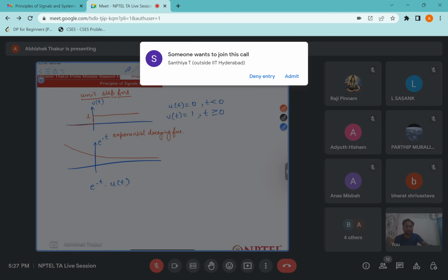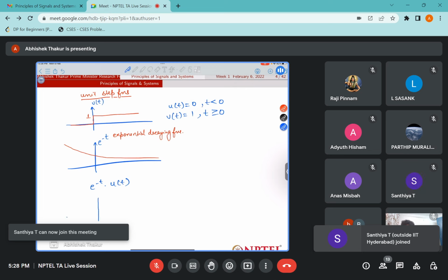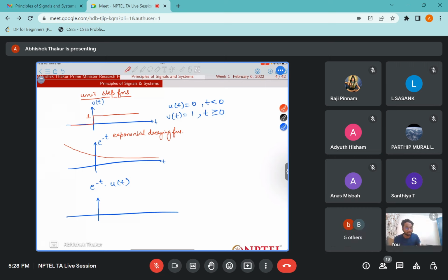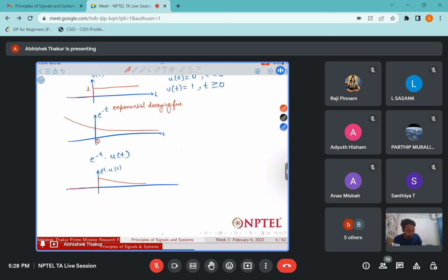Now when you multiply it, for all the values where t is less than 0, it will be 0, because 0 into something will be 0. And for t greater than 0, multiplied by 1, we will get the same e to the power minus t. So this is our e to the power minus t into u(t). Now find the energy of this curve.